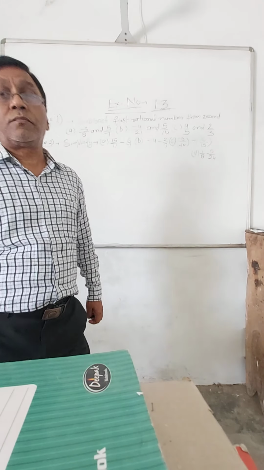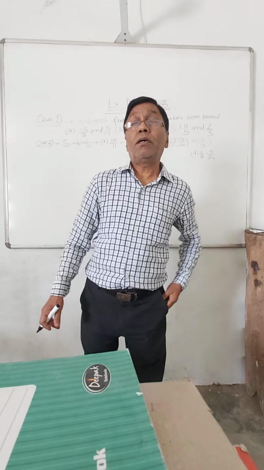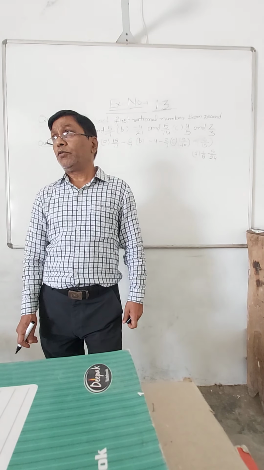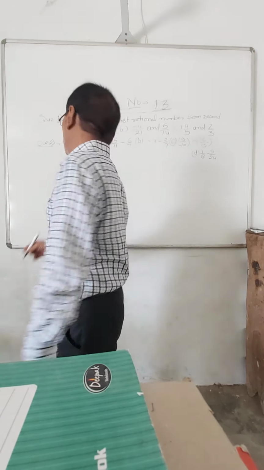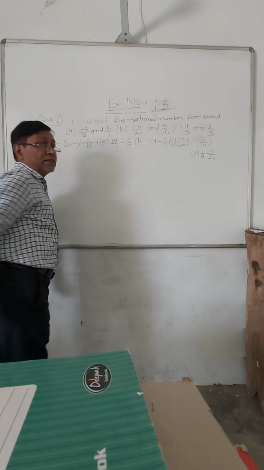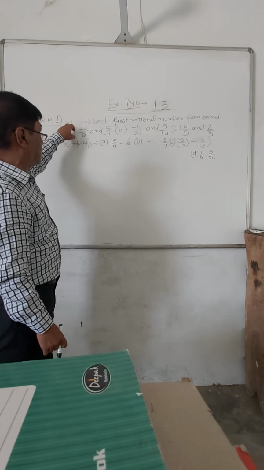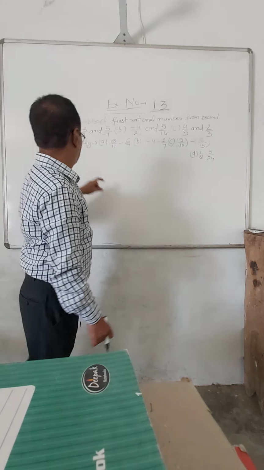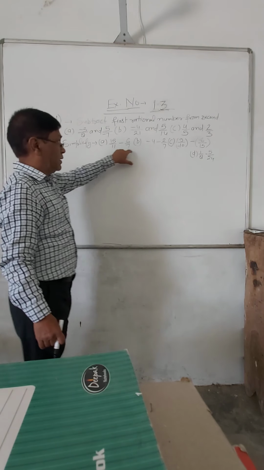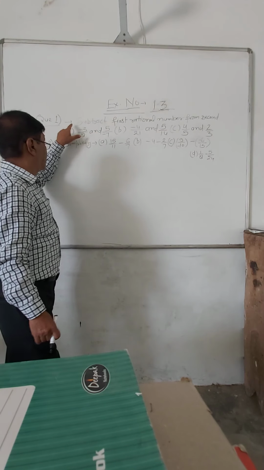Well, children, in the last class you have done exercise number 1.2. So today we will start from exercise number 1.3. In exercise 1.3, just see, question number 1 is: subtract the first rational number from the second. Question number 2: simplify these questions. So start from the first.